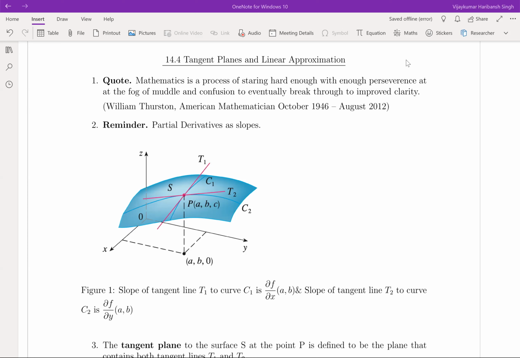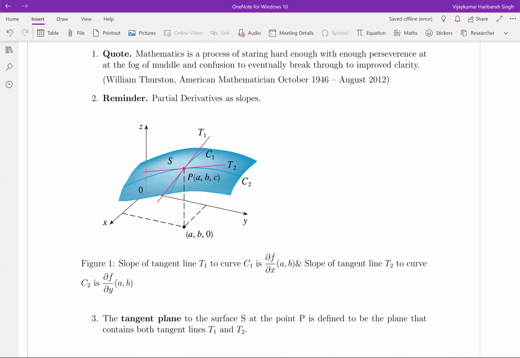So, tangent plane and linear approximation. Recall, partial derivatives are essentially slopes of certain curves. So consider the following function. Let's discuss the setup. You have z equals f of x, y, and you have a point P(a, b) on the surface S defined by z equals f of x, y. So S is a surface defined by z equals f of x, y.